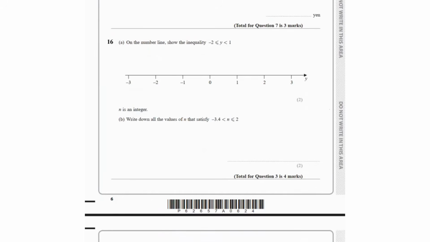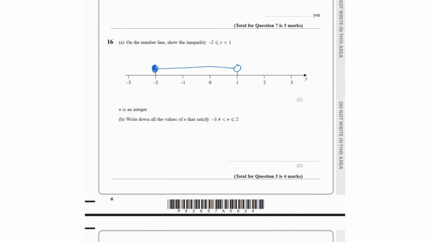Then you can get a question on showing a linear inequality on a number line. It says on the number line, show the inequality y is greater than or equal to -2 and less than 1. So we start at -2 and end at 1. Since the -2 value is included, we're going to shade that circle and not shade the 1 value. Then just connect it with a straight line and that's it. When the value is included, the circle will be shaded. When it's not included, it will be blank. You need to know this distinction.